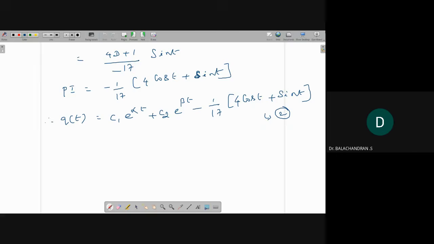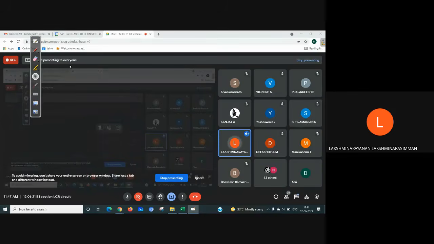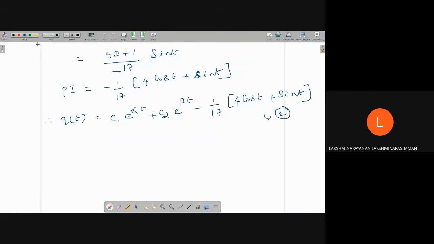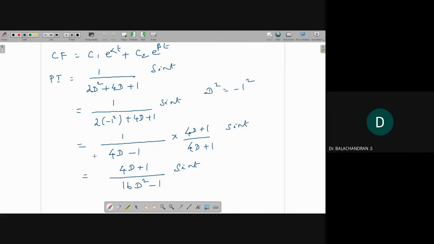Sir, in the PI denominator, is it 4D plus 3 or 4D minus 1, sir? Yes, actually here it is 4D. This is minus 2 plus 1, so 4D minus 1.